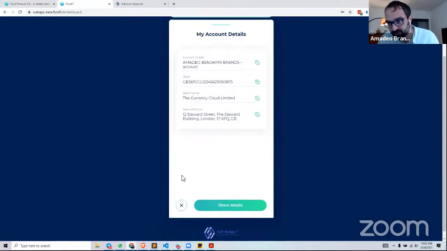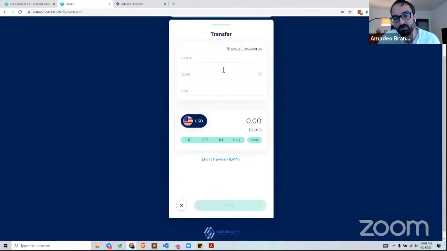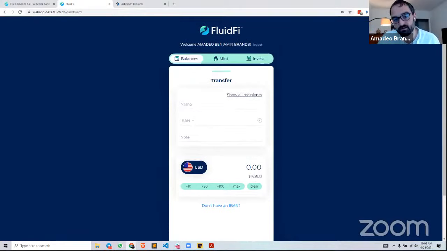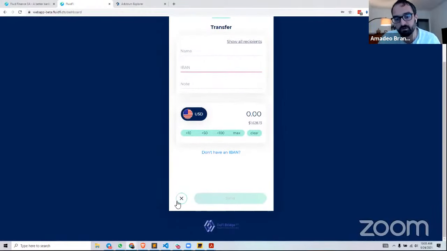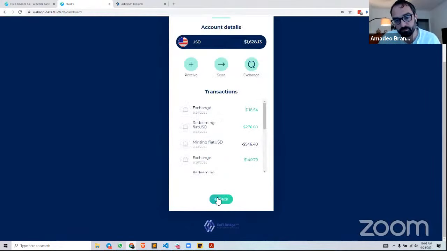This is of course testnet, so this is not the mainnet banking layer. That's what we're going to deploy probably next week or the week after that. And you can actually send money out to any external IBAN or Swift account, et cetera. This is something we're still working on, the money out flow on the UI part.